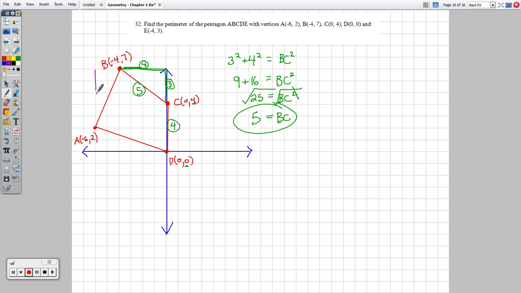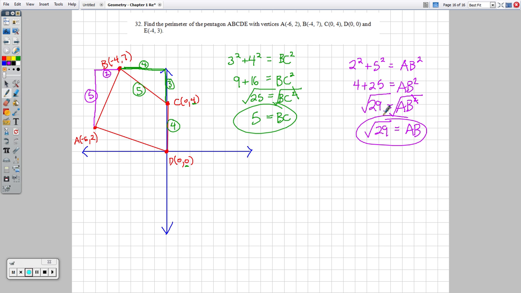I'll continue to color code some things. So I'll go purple now. Make a little triangle here. This one's going to be 2 going in that direction, and then 1, 2, 3, 4, 5 going in that direction. So you've got 2 squared plus 5 squared equals AB squared. That's 4 plus 25 equals AB squared. So that's the square root of 29 after you take the square root of both sides. And right now I'm going to leave it as an exact value, and I'll approximate that at the end.